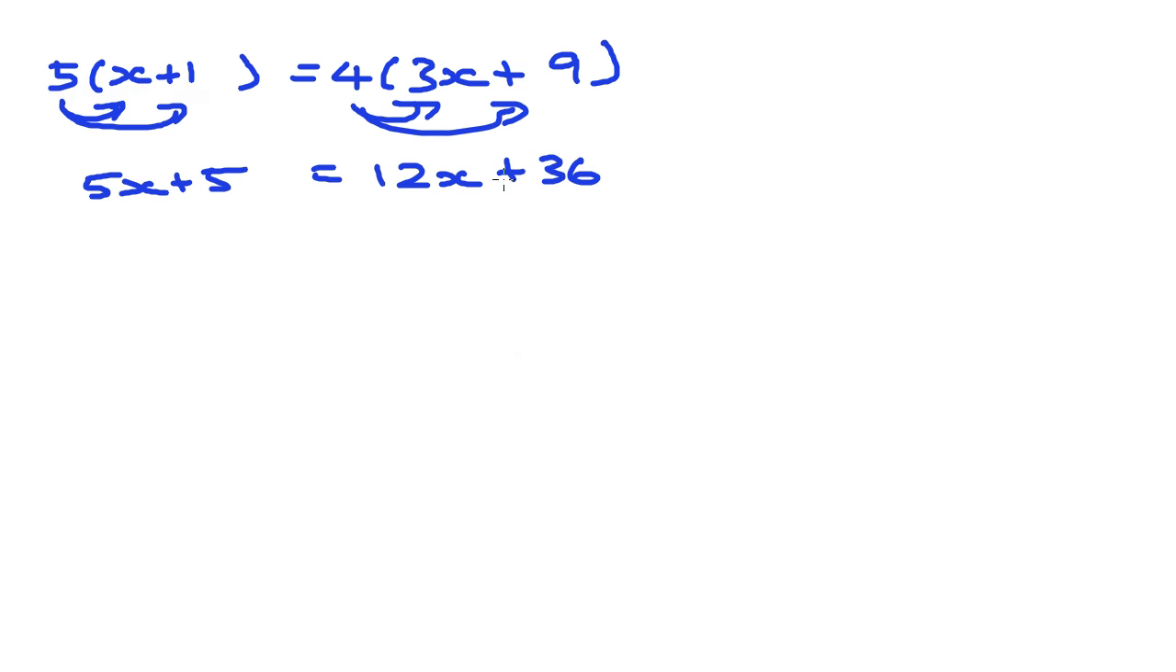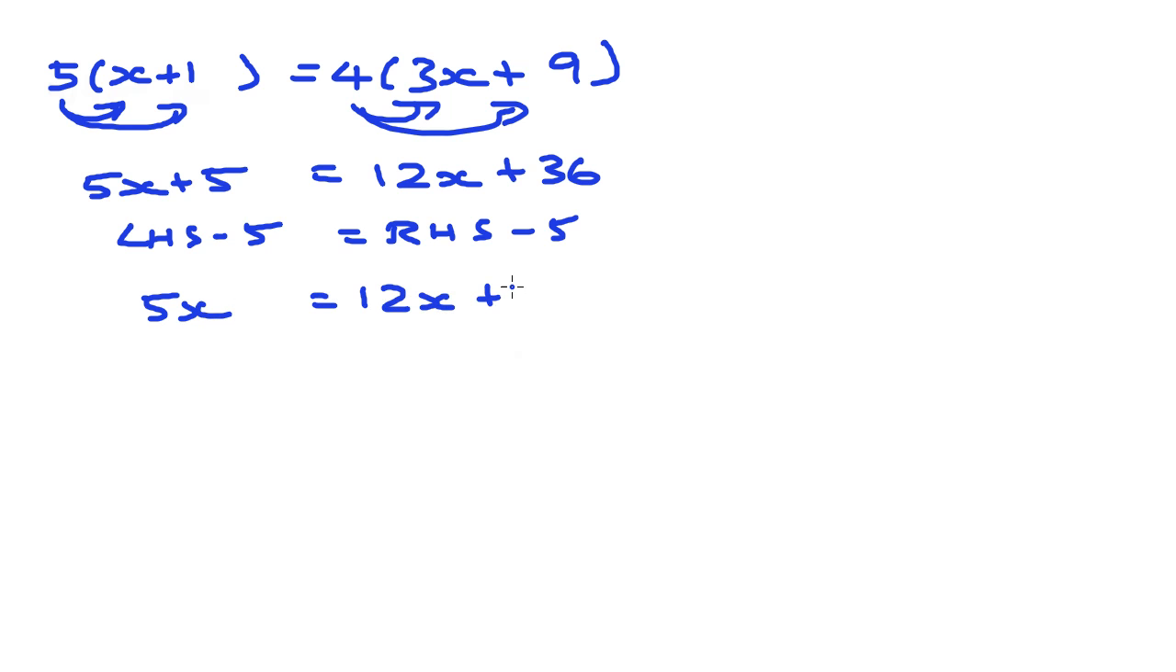From here you can then solve using the same method that we showed you just now. So for example, I can minus 5 on both sides. If on the left hand side we minus 5, the right hand side we also have to minus 5. So it becomes 5x equals 12x plus 31, which is 36 minus 5.